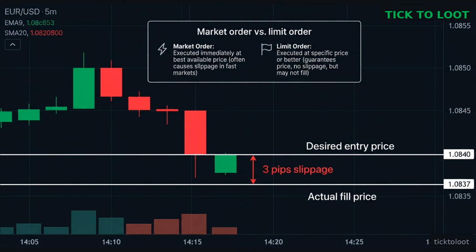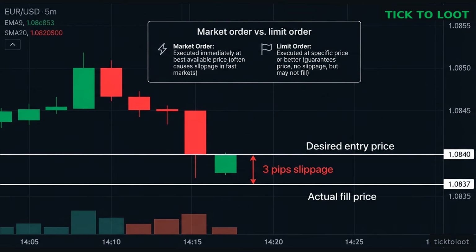A market order is like shouting "buy now" to a cashier. The broker will fill it at the best available price right away, but that price can shift a few pips in fast markets. A limit order, on the other hand, is like leaving a note that says buy only if the price drops to 1.0840. The broker will only fill the trade when the market reaches that exact level, protecting you from paying more, but there's a risk the price never gets there, leaving the trade unfilled.